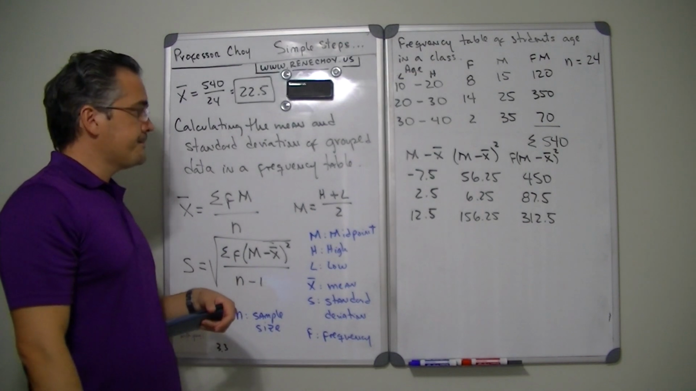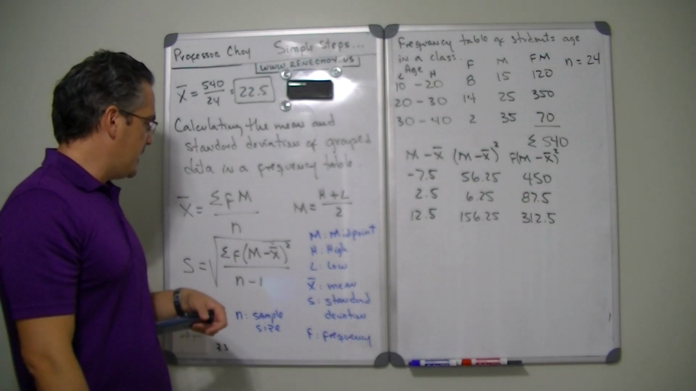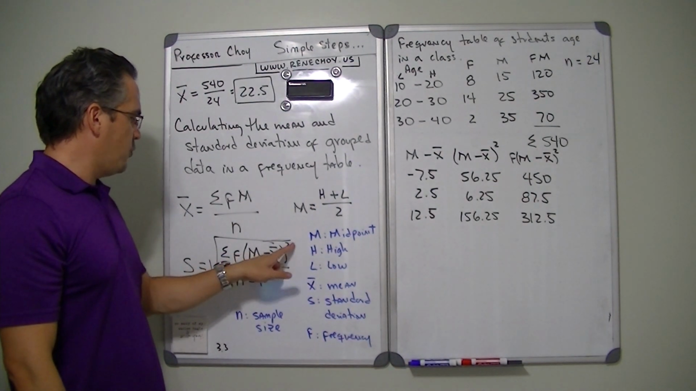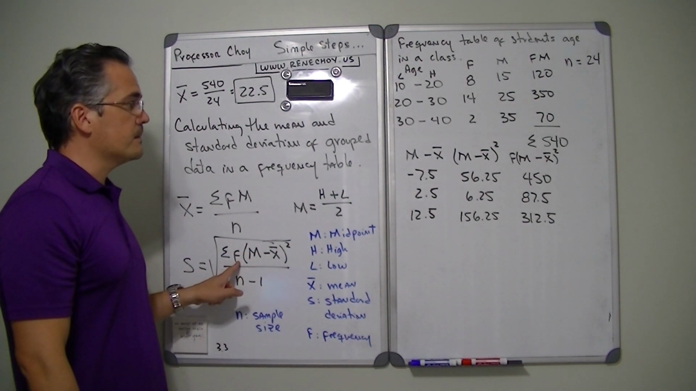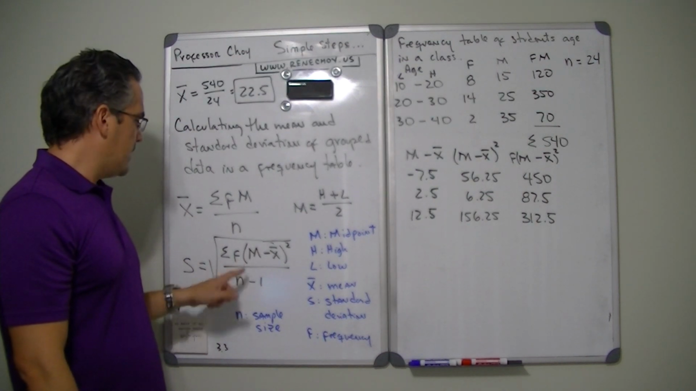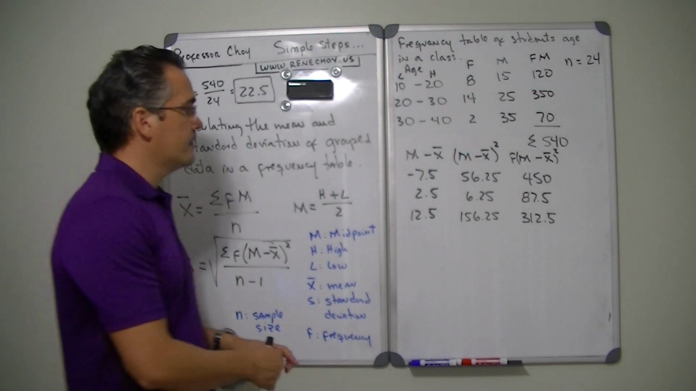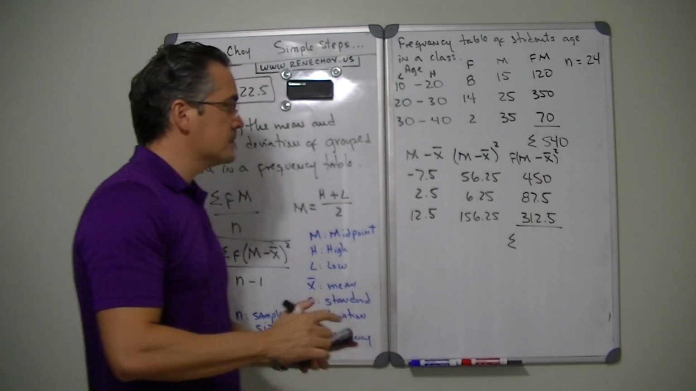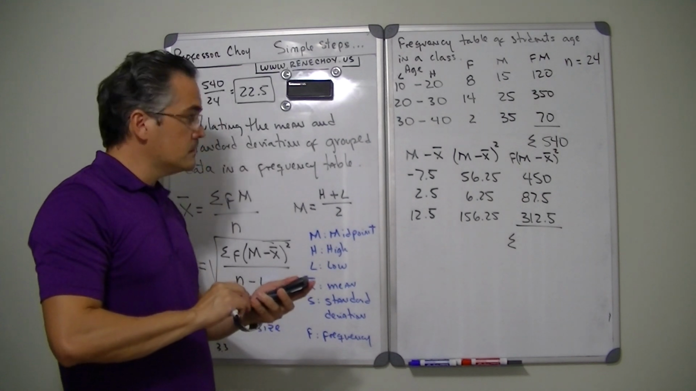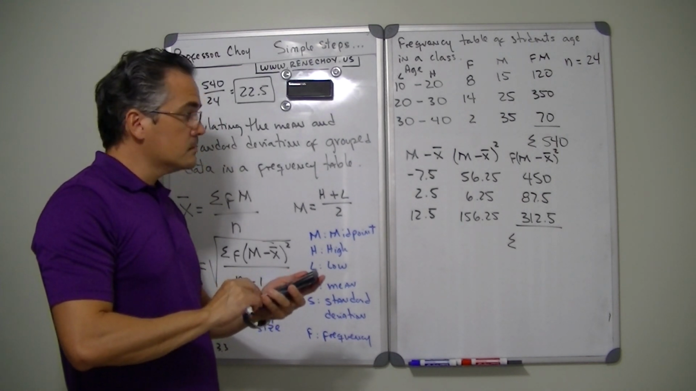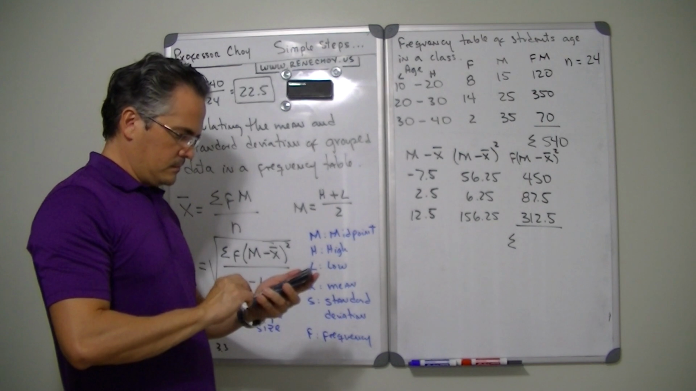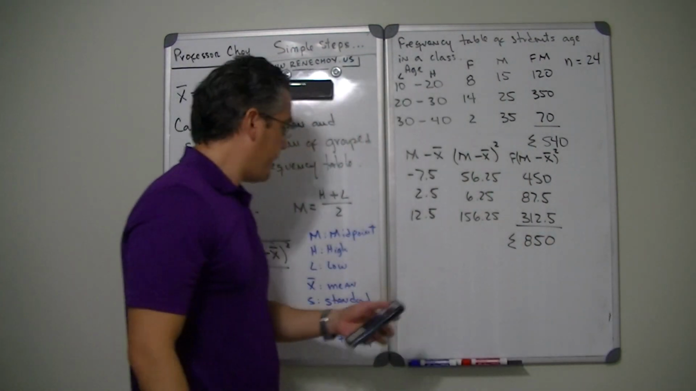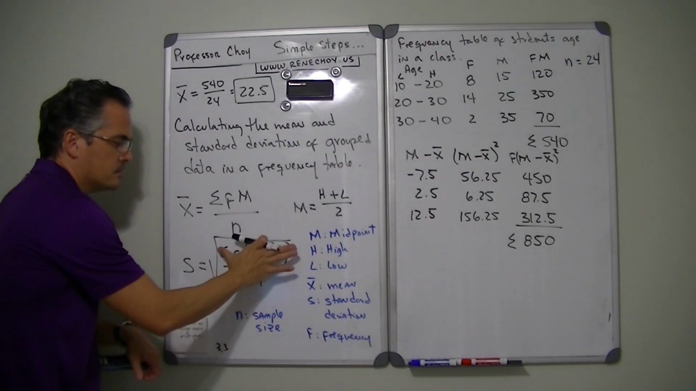Okay, so far? Alright, now, next thing I have to do, now I have this portion here. I did m minus x bar, I squared it, I multiplied it times its frequency. Okay? Now I have to do summation. So summation of that is just adding those numbers. Alright, so now I have this portion here completed.